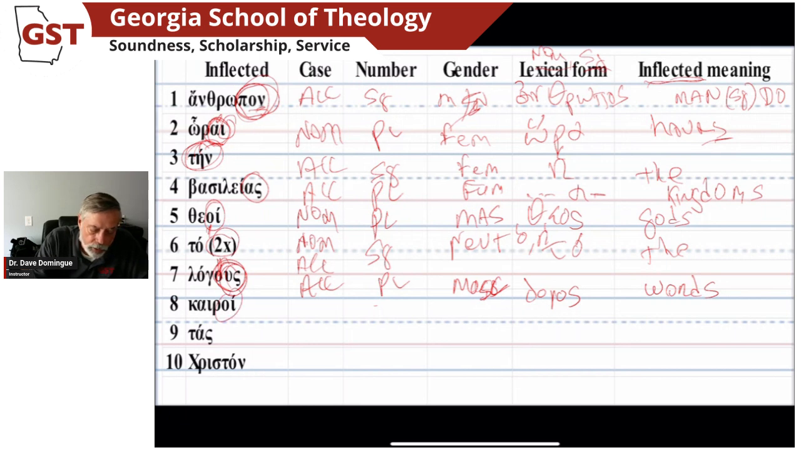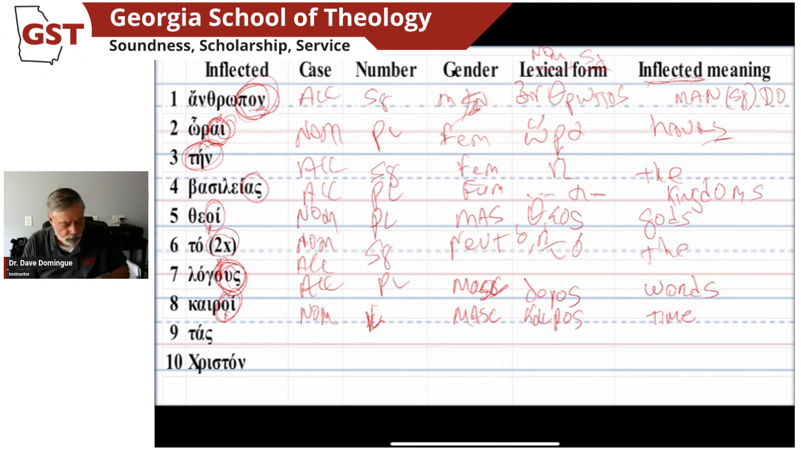Kairoi, there's my nominative plural ending. It is a masculine word because of the oi, and the oi is plural. It would be kairos, and refers to time. I'll look that up, see if I got that right. I'm a little bit leery on some of that. Hold on a minute.